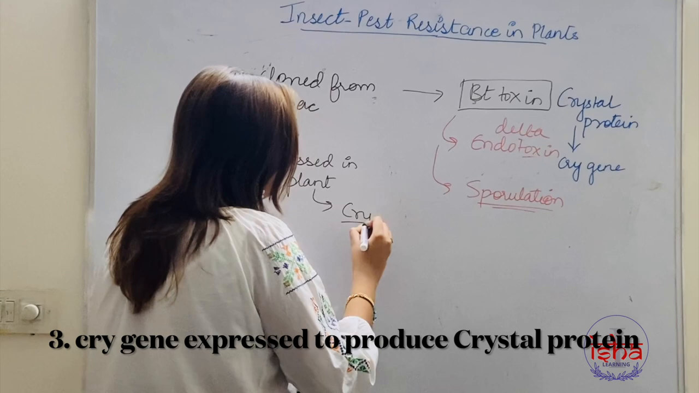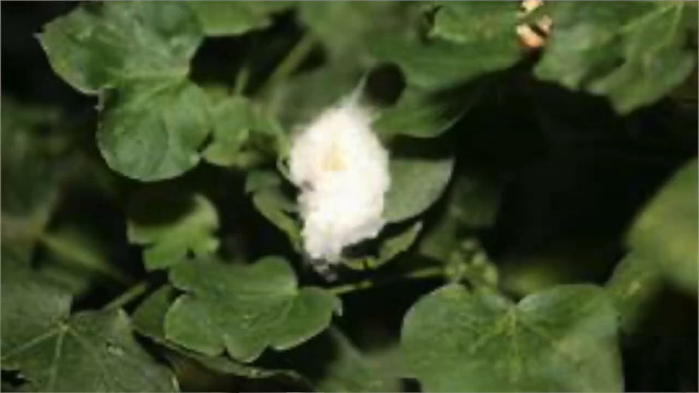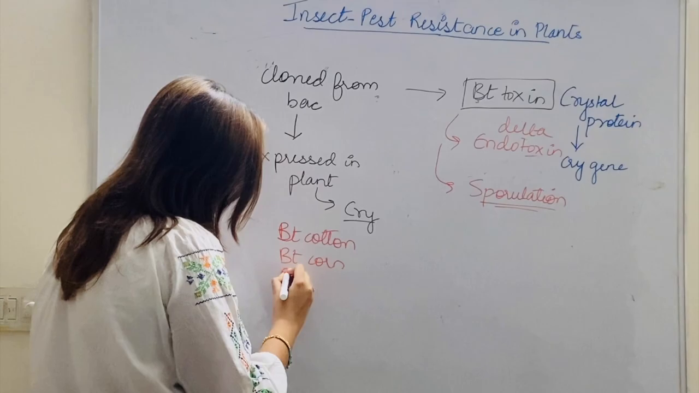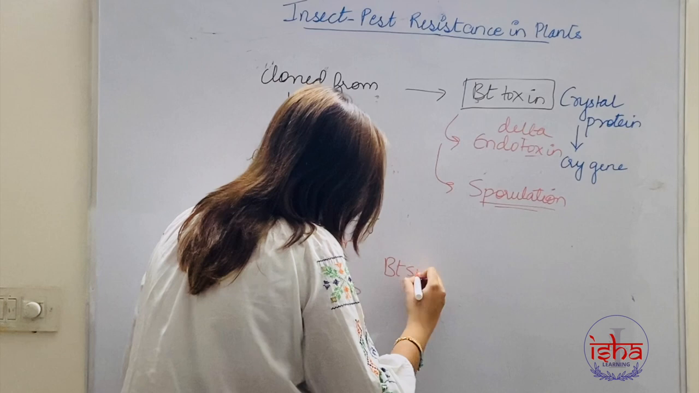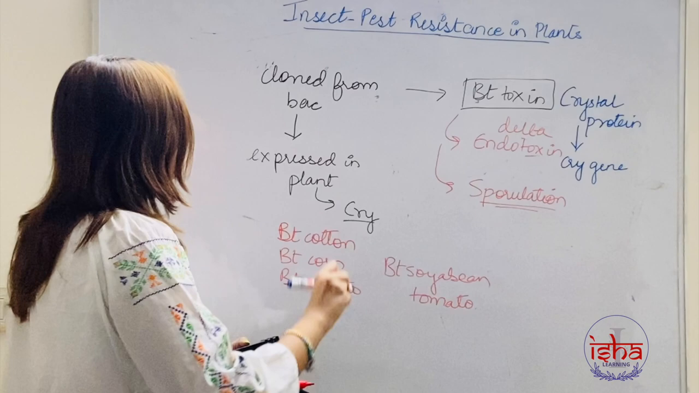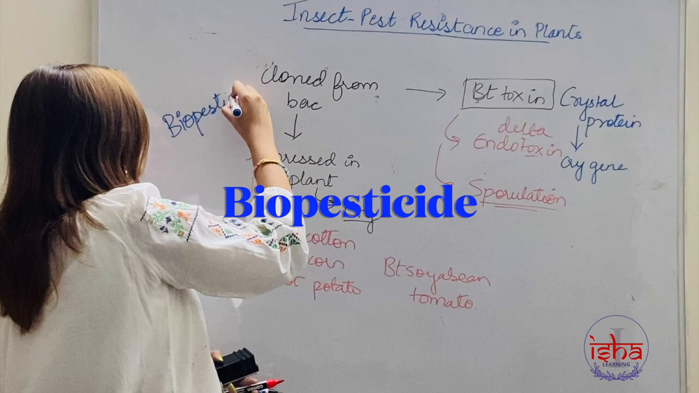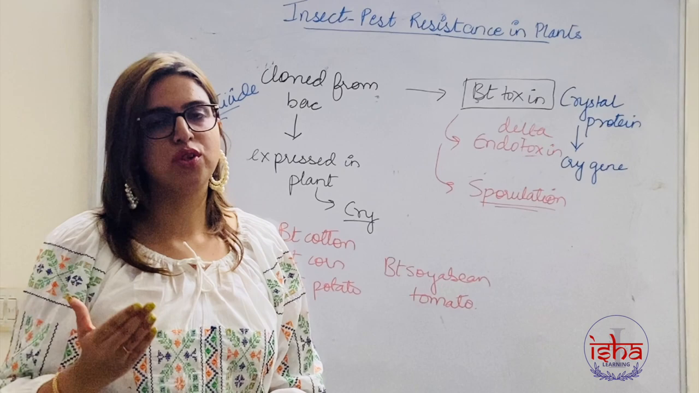So where has this process commercially been done? This process has been commercially done in cotton plant, in corn plant, in potato plant, in the soyabean plant, in tomato, and plants like this. Also, I would like to tell you that this thing is called a biopesticide. Why a biopesticide? Because it is a biological gene that is making a pesticide. So this is a biopesticide. Now, in the next part, we are going to understand the processes for Bt cotton.